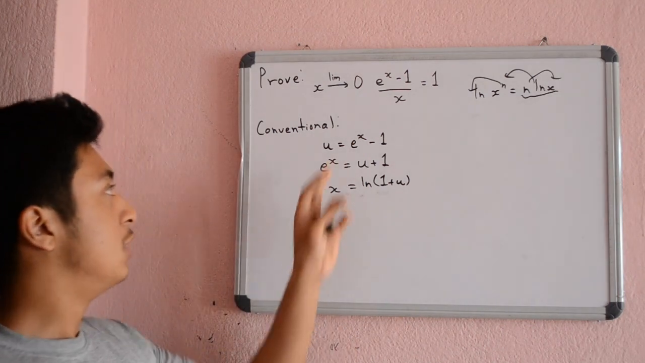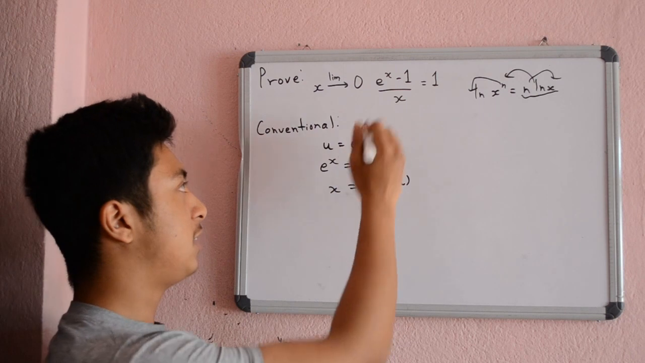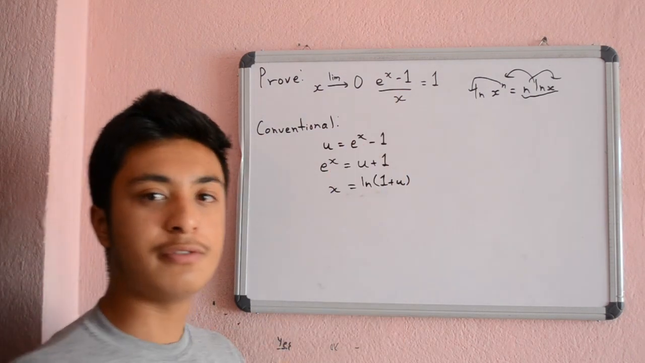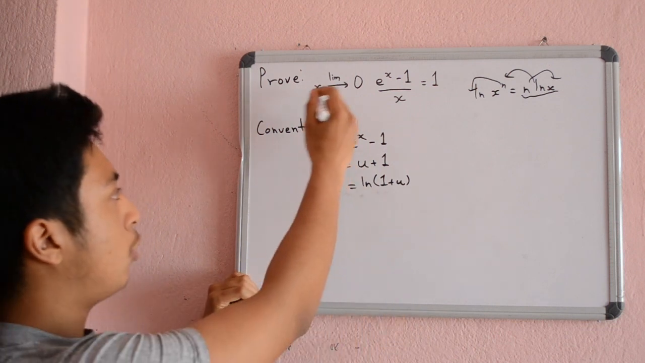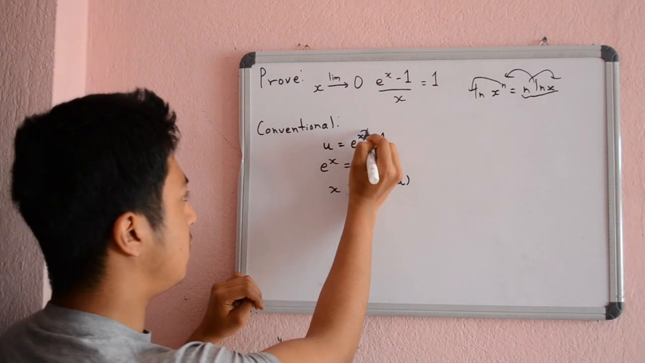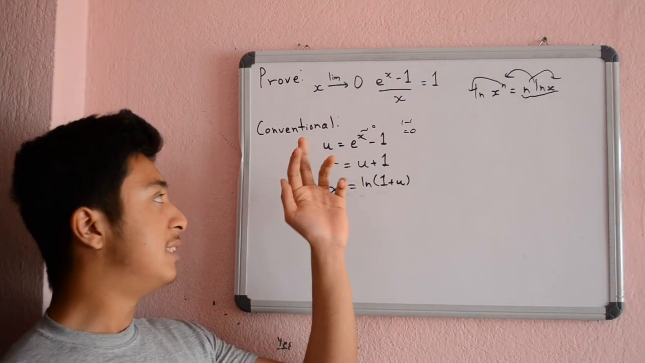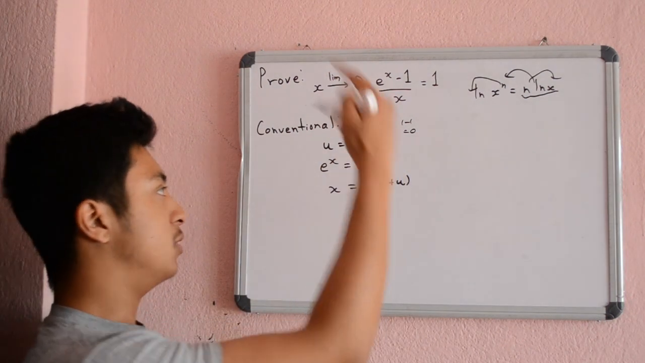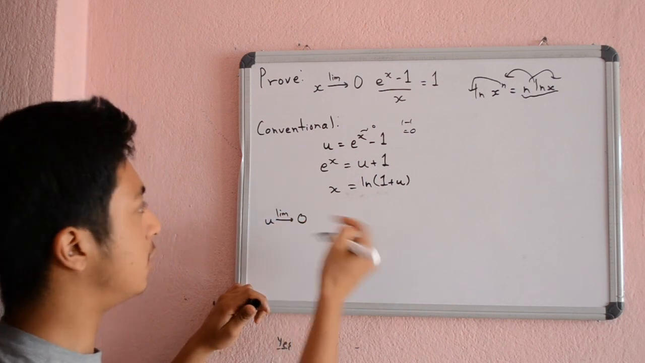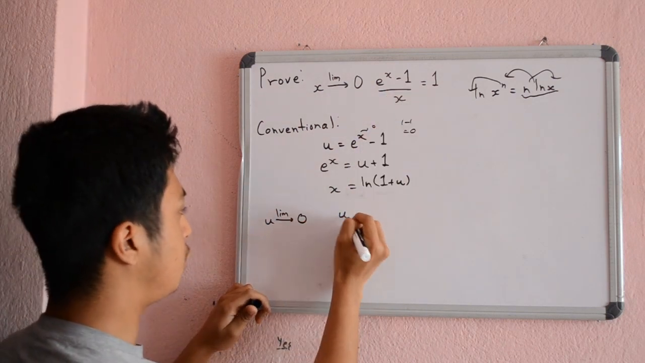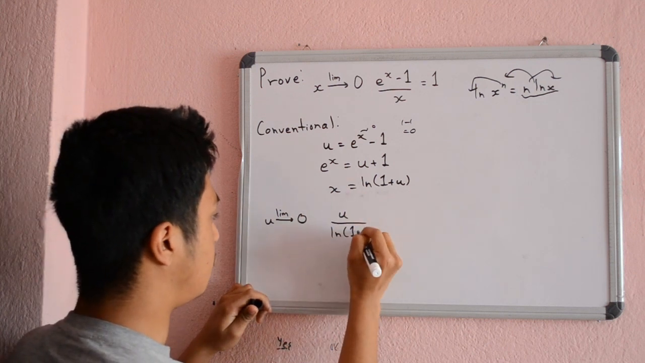But before that, you see we have x approaches 0, but we have changed the variable into u, so we need to find which number u approaches. So when x approaches 0, you'll have 1 minus 1, so 0, which means that u also approaches 0. So we have the limit as u approaches 0, this is just u, and this is ln of 1 plus u.